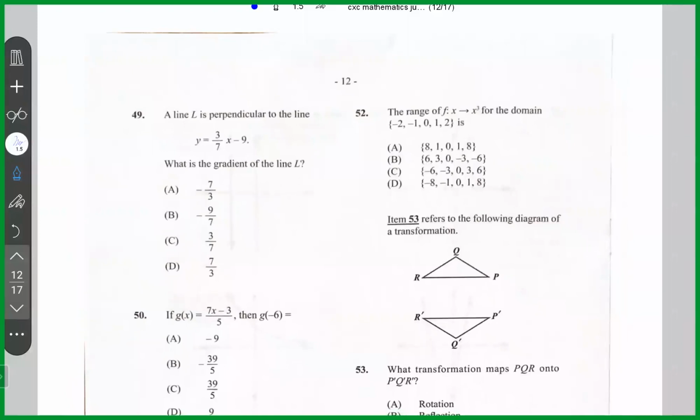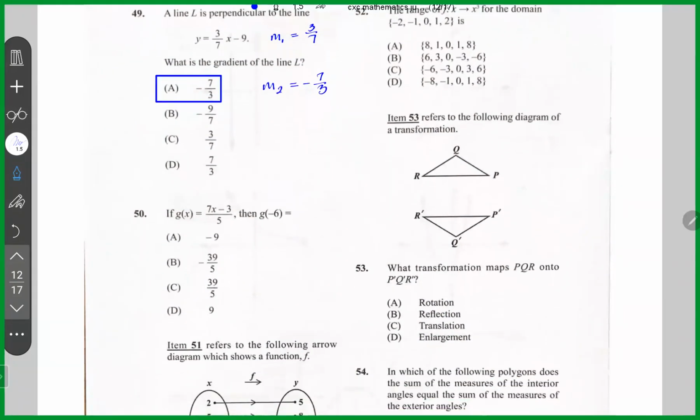Line L is perpendicular to that. The gradient of the line L, well, here m1 is equal to 3 over 7. For m2, you must invert the gradient and change its sign, so it's minus 7 over 3. The answer is A. If the lines are parallel, they would have the same gradient. If the lines are perpendicular, you must invert the gradient and change its sign.